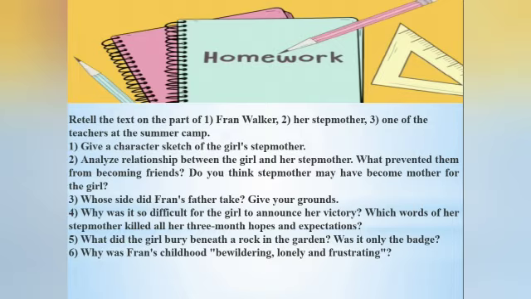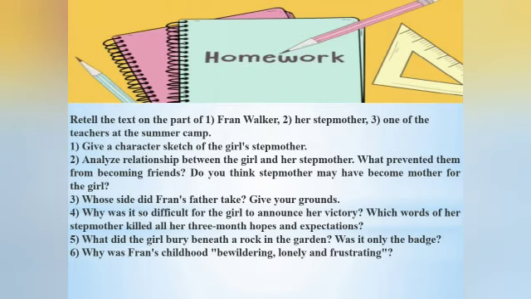Retell the text on the part of Fran Walker, her stepmother, and one of the teachers at the summer camp. Give a character sketch of the girl's stepmother. Analyze the relationship between the girl and her stepmother. What prevented them from becoming friends? Do you think the stepmother may have become a mother for the girl? Whose side did Fran's father take? Give your grounds.